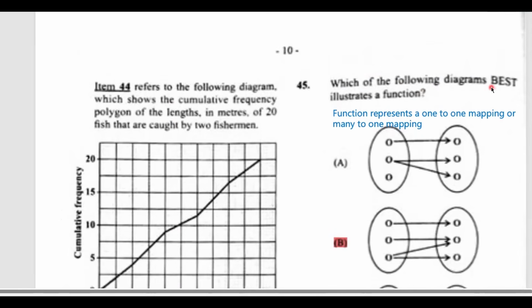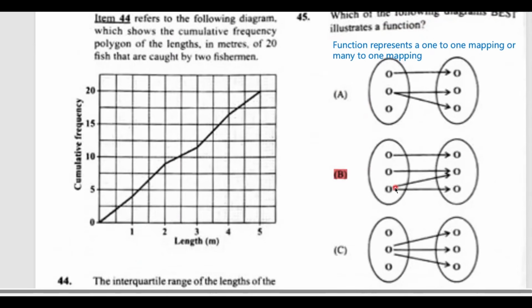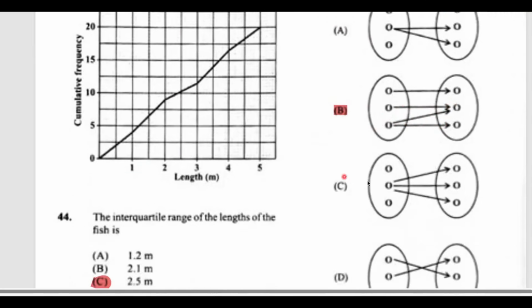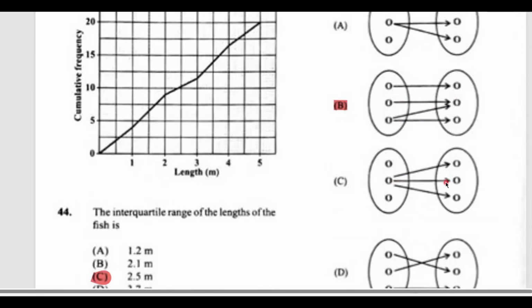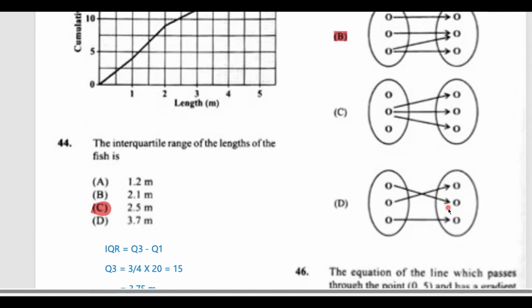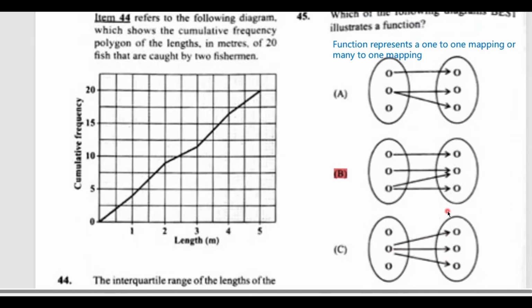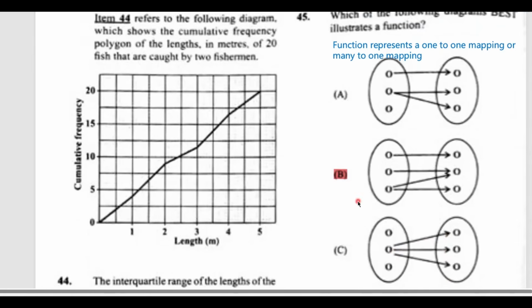45, which diagram best illustrates a function. Now, a function could be either a one-to-one mapping or a many-to-one mapping. Okay? With this one, you could see it's a many-to-one, sorry. Many-to-one mapping. And yeah, B is your answer. This is one-to-many. That's incorrect. All right? And we could see that.